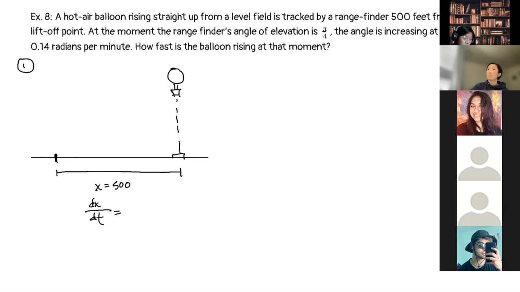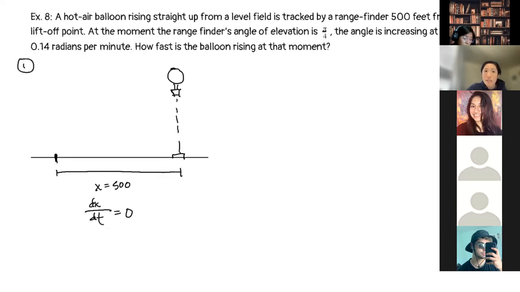It is 0, right? Because even though the balloon goes straight up and down, it's not going side to side, which means that the horizontal distance is always 500. Okay, so we can say that dx dt equals 0.